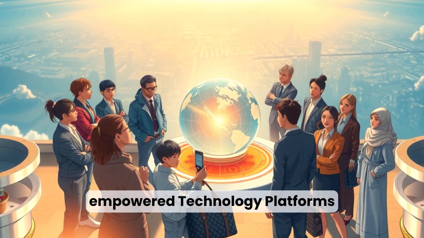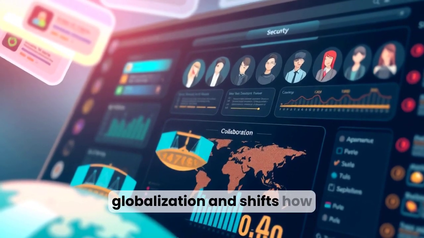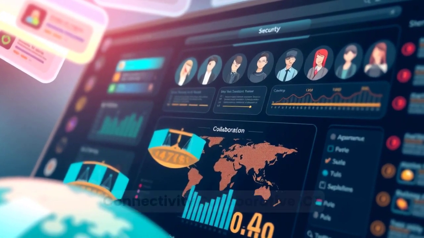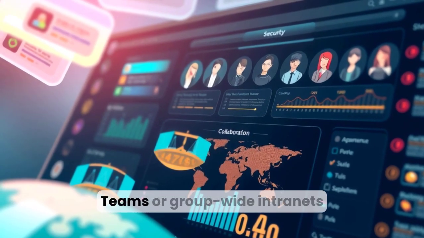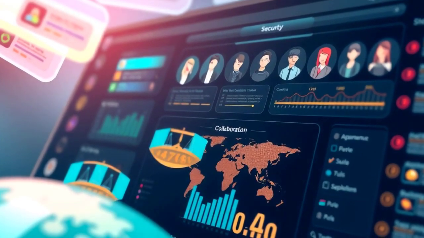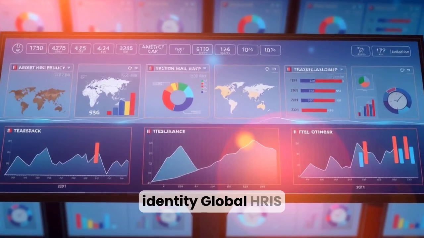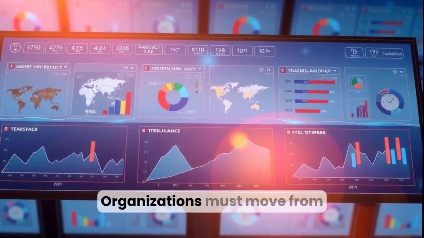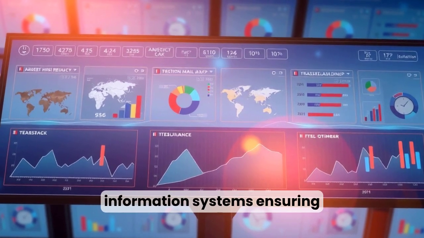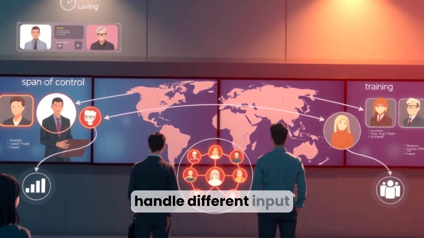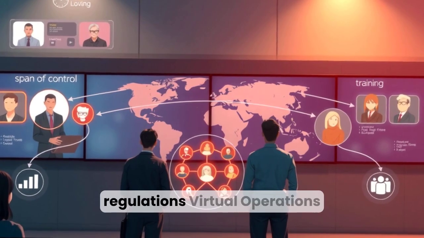Technology platforms. Technology is the defining force that enables globalization and shifts how employees think and act. Connectivity: collaborative ICT platforms such as Microsoft Teams or group-wide intranets are essential for sharing tacit knowledge and fostering group identity. Global HRIS: organizations must move from domestic to global HR information systems, ensuring they can handle different input requirements, unit measurements, and cross-border data privacy regulations.